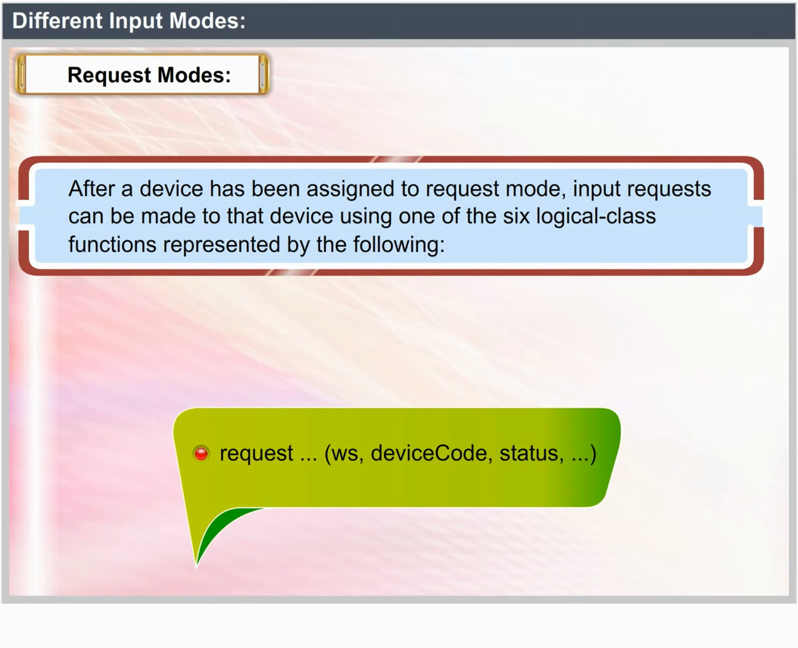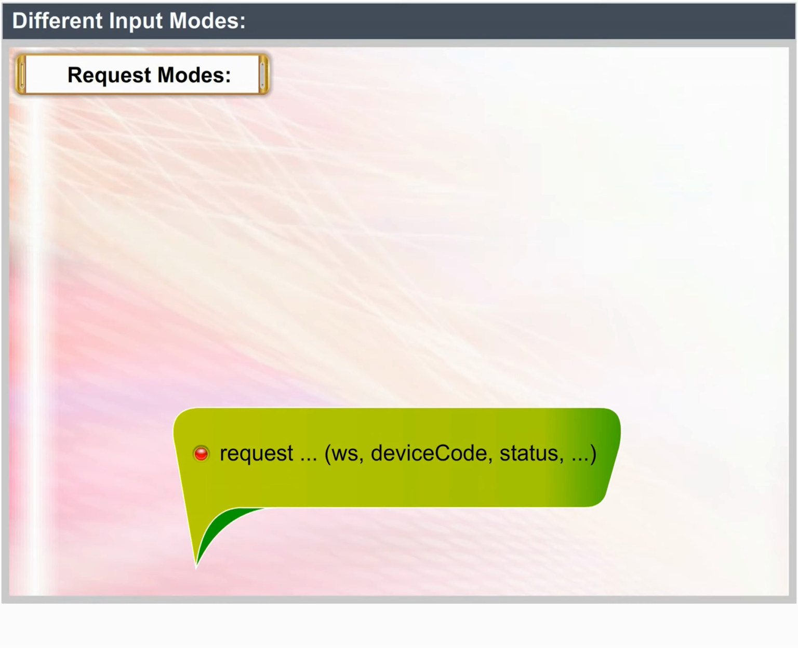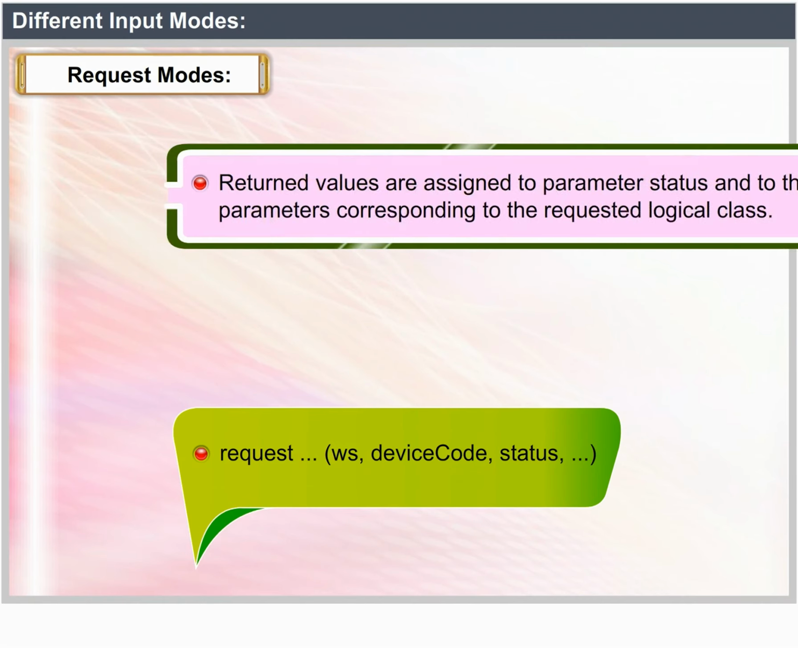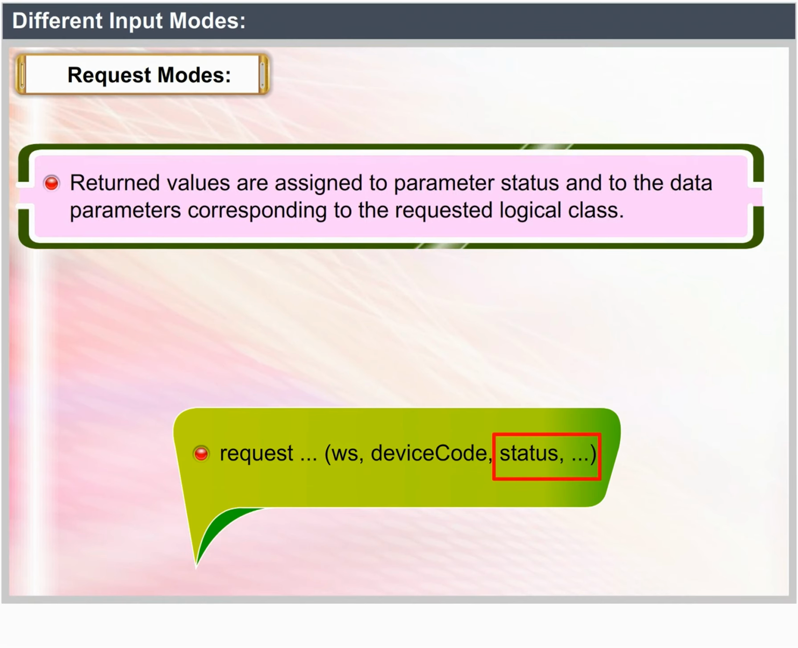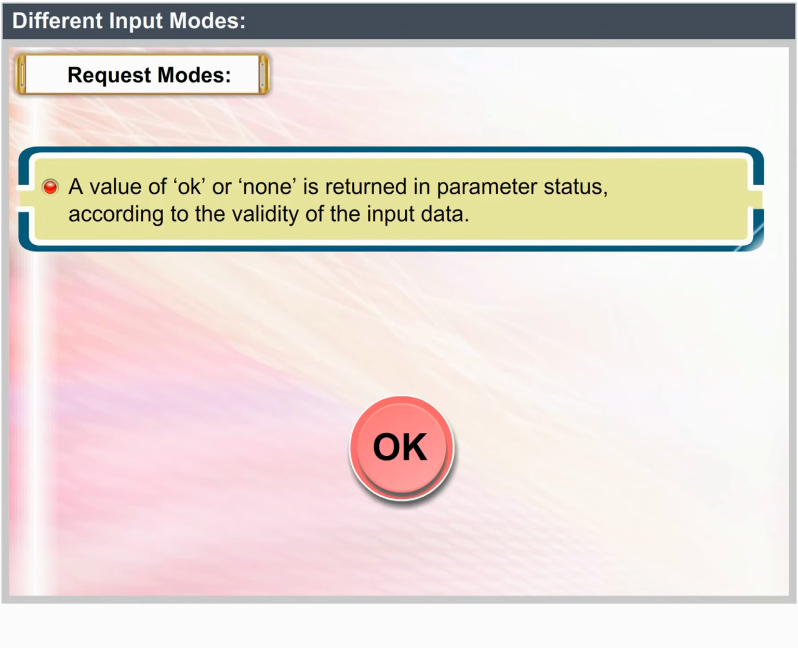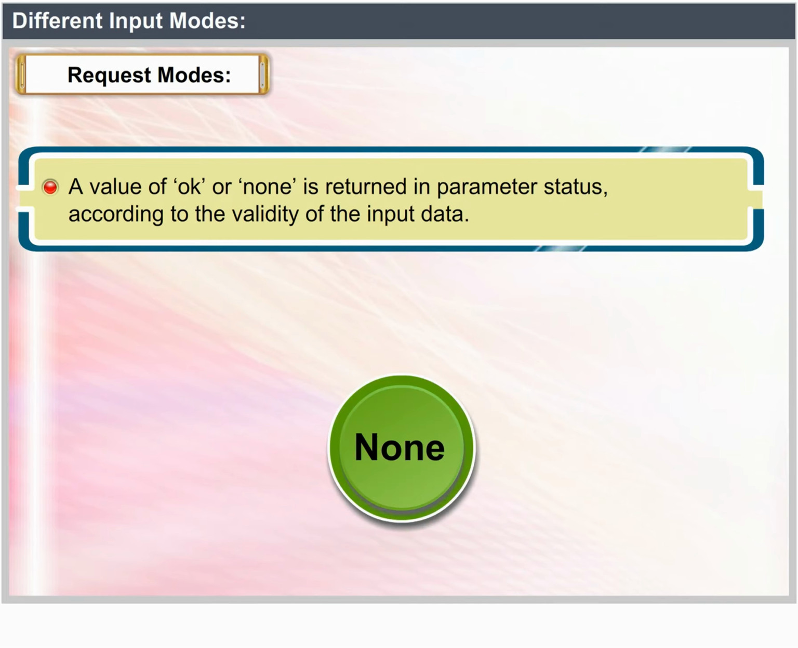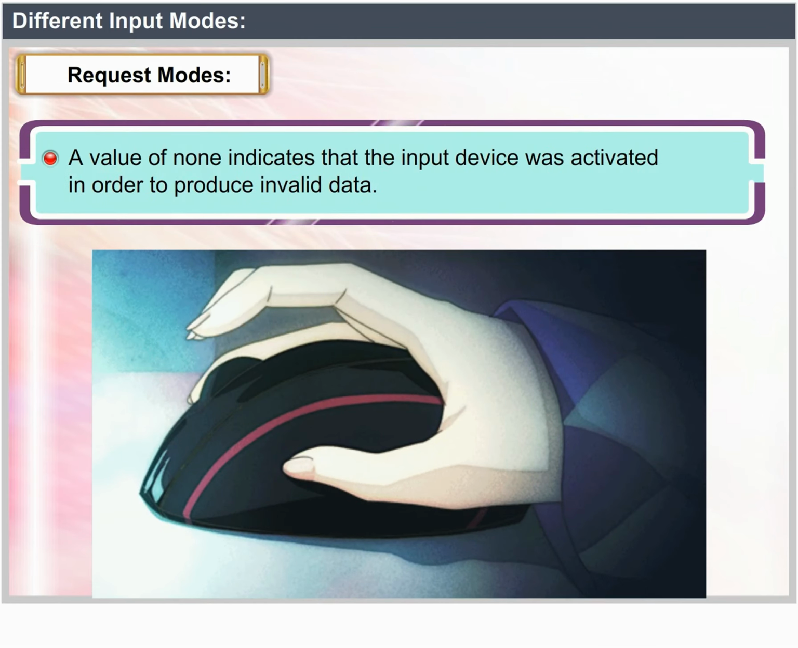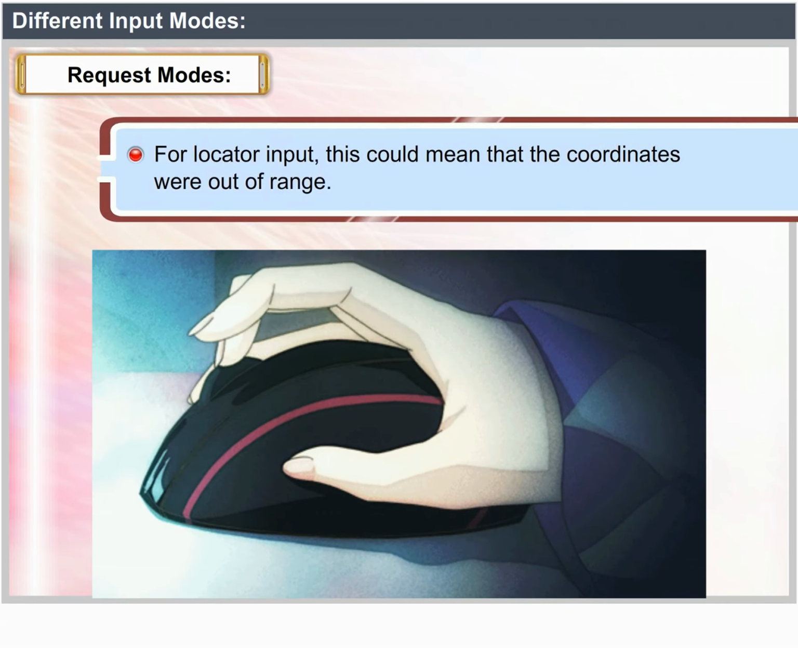Values input with this function are the workstation code and the device code. Returned values are assigned to parameter status and to the data parameters corresponding to the requested logical class. A value of OK or none is returned in parameter status according to the validity of the input data. A value of none indicates that the input device was activated so as to produce invalid data. For locator input, this could mean that the coordinates were out of range.